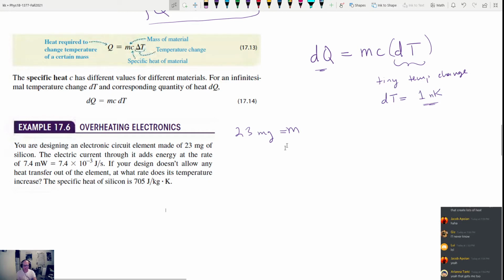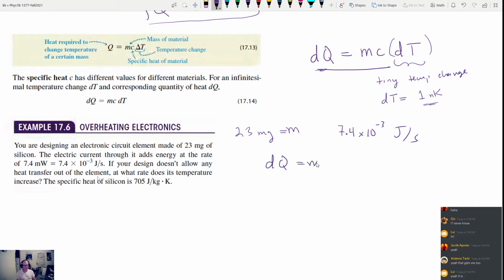Anyway, so all we have is a mass, and we're given a rate of heat transfer. It says it adds energy at the rate of 7.4 milliwatts, which is 7.4 times 10 to the negative 3 joules per second. Now this is a problem where it's really not obvious. If all you do is look at this equation, it's not obvious at all what we need to do. So let's talk about what we know and what we don't know.